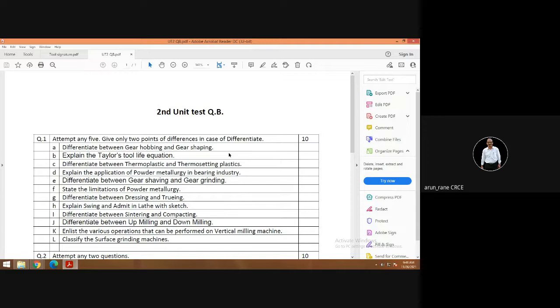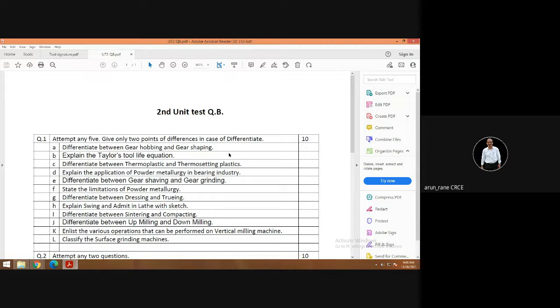Sintering and compacting come under powder metallurgy. Up milling and down milling are conventional and come under milling. Various operations on vertical milling machines you know very well: side milling, face milling, gang milling, straddle milling.